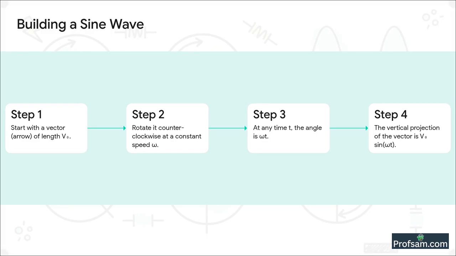And finally, the most important part, step 4, the vertical projection. You can think of it as the shadow of this vector on the y-axis. Its length is V0 sine omega t. This means the vertical component of this simple rotating vector is what's actually creating our AC sine wave.